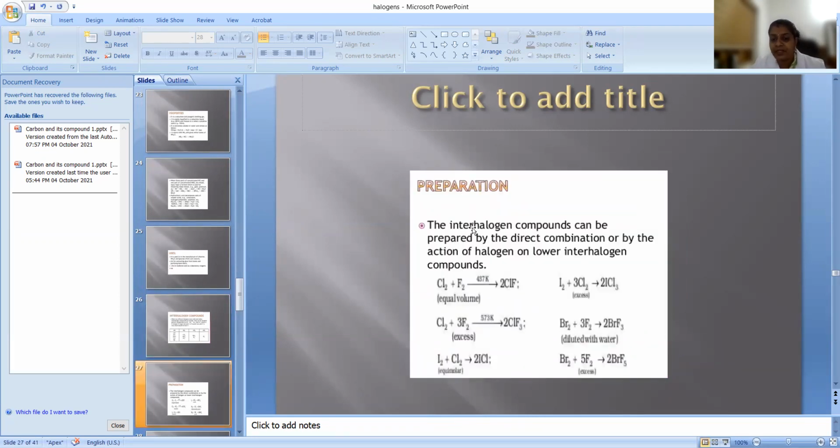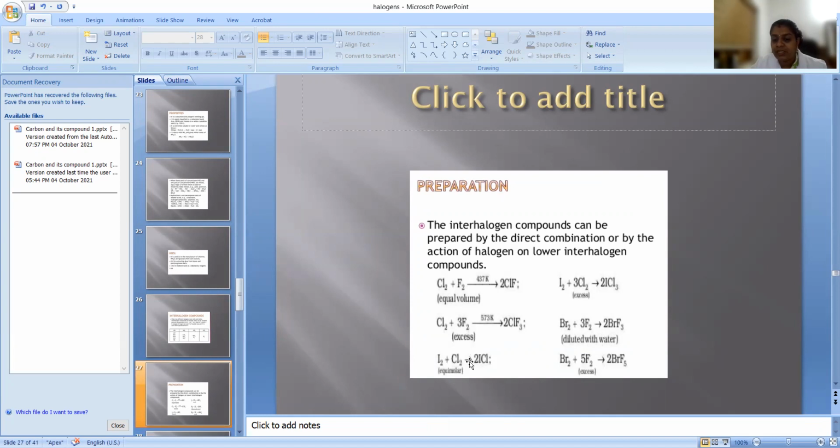Now, how can we prepare them? Interhalogen compounds can be prepared by direct combination or by the action of halogen on lower interhalogen compounds. Chlorine and fluorine at higher temperature react and produce ClF. If we take equal volumes, we get ClF. If excess fluorine is taken, we get ClF3, at higher temperature.